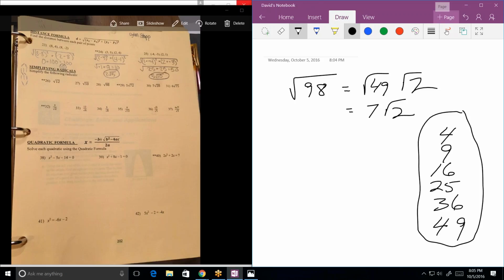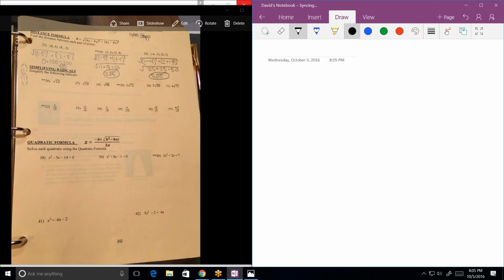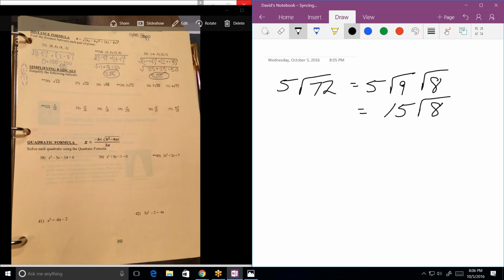Okay. Cool. And 5 root 72 becomes what? We could do 5 root 9 and then root 8. Which becomes what? And then that becomes 5 times 3 root 8. 15 root 8. Is root 8 simplified? Yeah, you can simplify that.